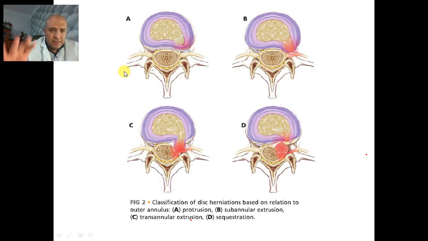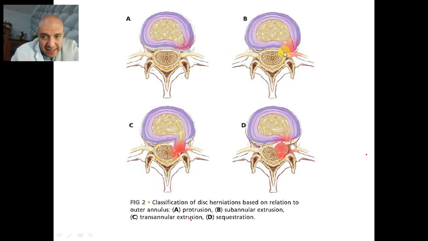Another classification: we informed you about the anatomical classification before. Now another, axial classification. This is the nucleus pulposus and this is the annulus fibrosus. If it is protruded but still surrounded by intact annulus fibrosus, confined to it, it is called the protruded type.